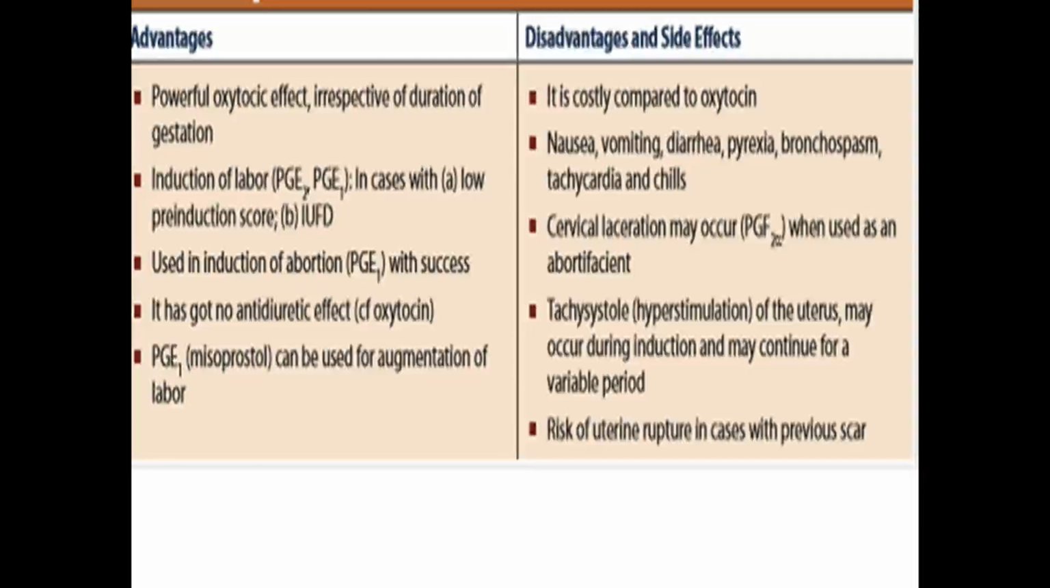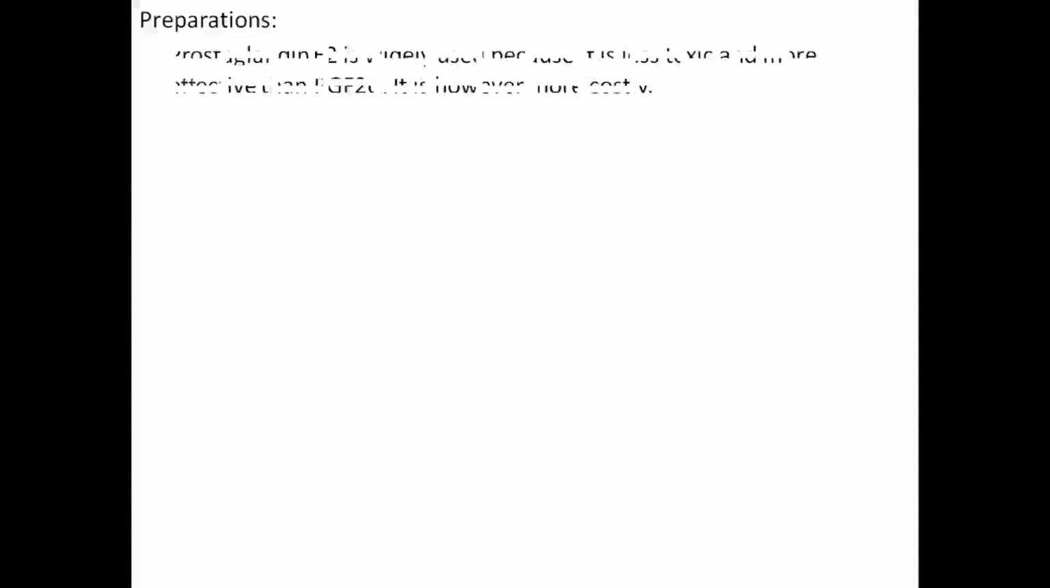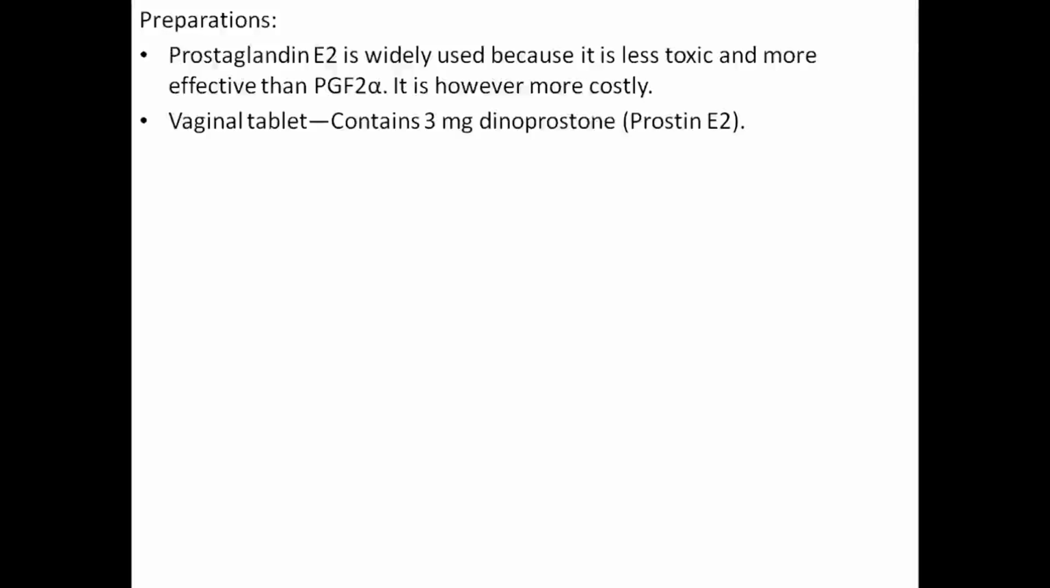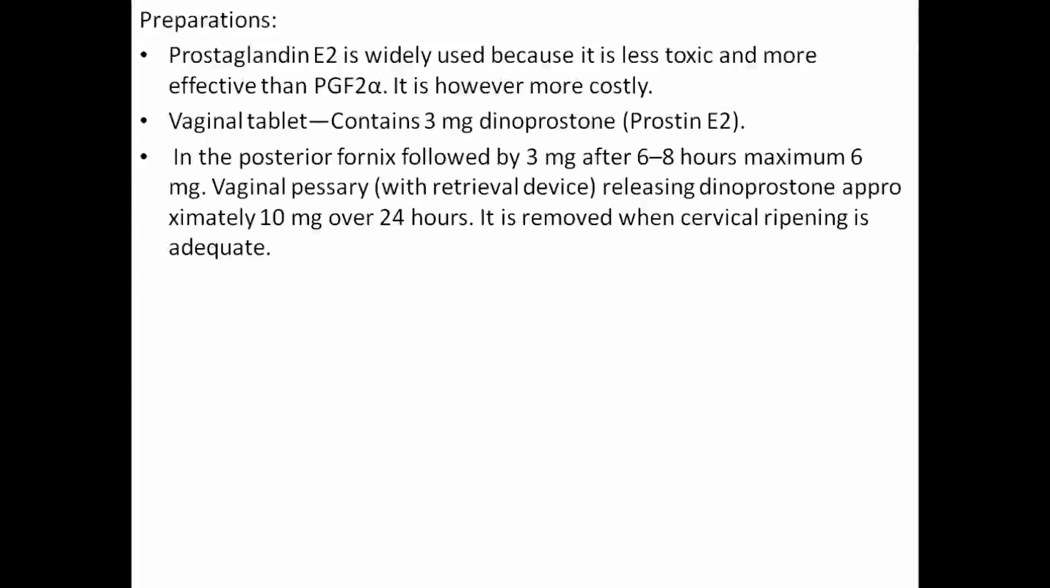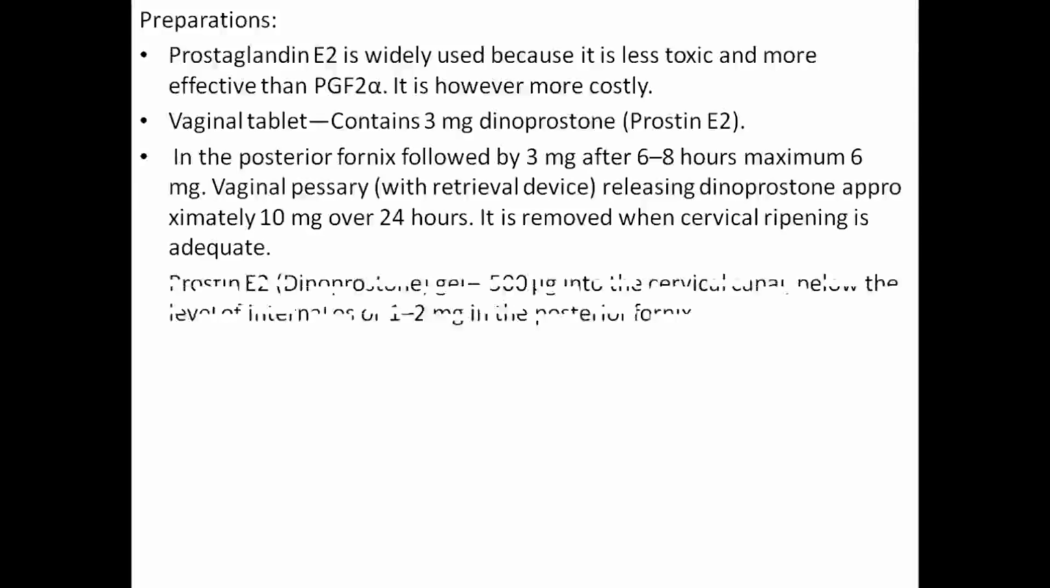The advantages and disadvantages of prostaglandins. Among the preparations, prostaglandin E2 is widely used because it is less toxic and more effective than PGF2 alpha. However, it is more costly. Vaginal tablet contains 3 mg of dinoprostol in the posterior fornix, followed by 3 mg after 6 to 8 hours, maximum 6 mg. Vaginal pessary releases dinoprostol approximately 10 mg over 24 hours. It is removed when cervical ripening is adequate.